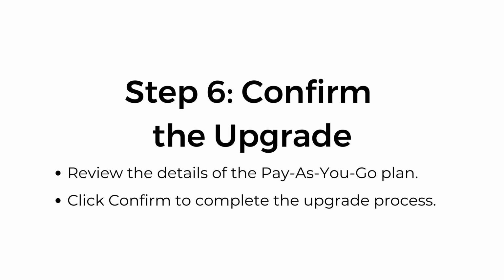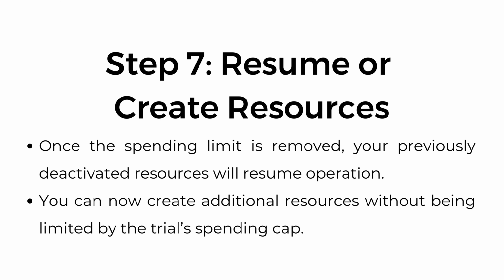Step 6. Confirm the upgrade. Review the details of the pay-as-you-go plan. Click Confirm to complete the upgrade process. Step 7. Resume or create resources. Once the spending limit is removed, your previously deactivated resources will resume operation. You can now create additional resources without being limited by the trial spending cap.